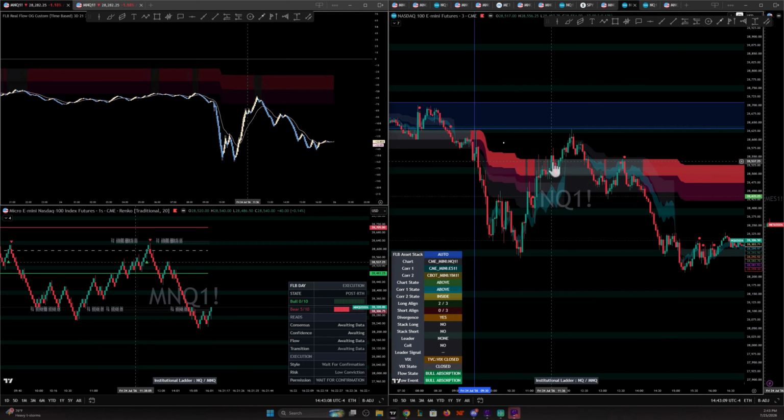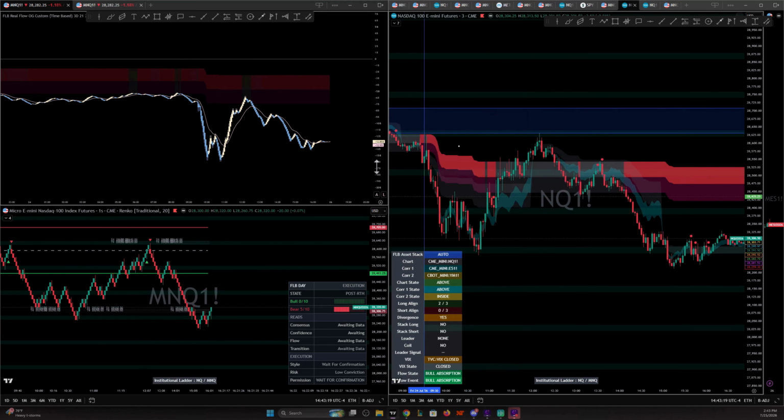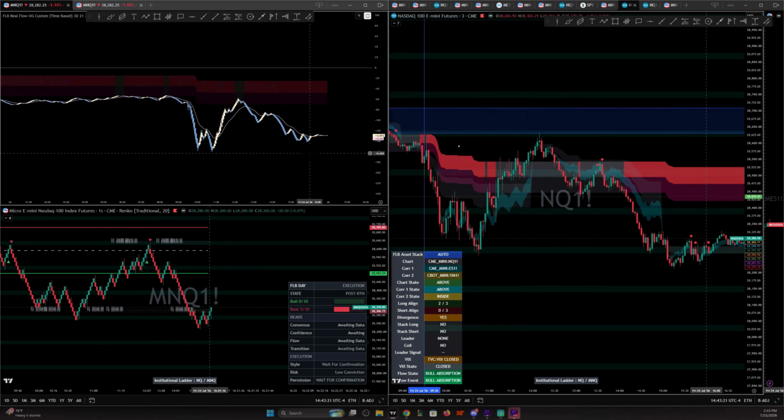Look at all these wicks over the zone where it just won't close over, finally does, and then it drops back down again, closes back inside. People are shorting this right here, and it comes right back up again, right? How do we know that it's actually coming back down and looking for a setup?